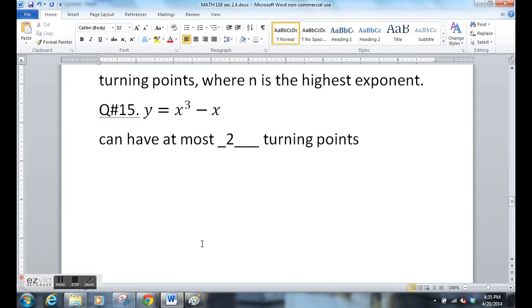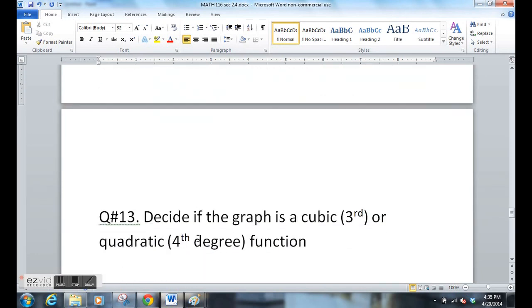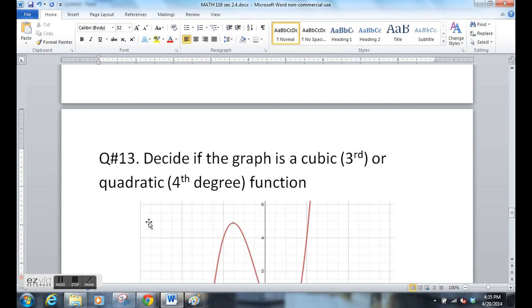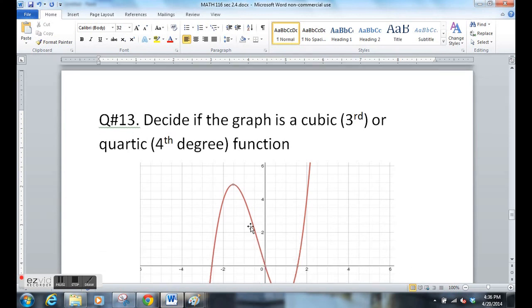Here's another example of using this. So there's question number 13 has a different graph. I didn't know exactly what the function was, but it says decide if the graph below is a cubic, like a 3rd degree, or quartic, 4th degree function. Sorry, quartic, not quadratic. I was thinking quadratic would be 2. So look at this function.